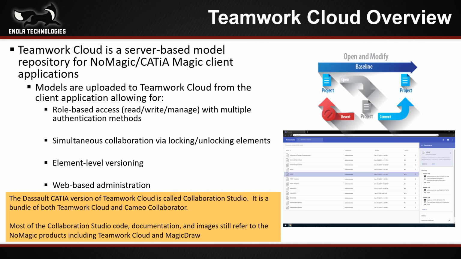Now, the Dassault CATIA version of Teamwork Cloud is called Collaboration Studio, and it's actually a bundle of both Teamwork Cloud and another product that allows for web-based access of models called Cameo Collaborator. Most of the Cameo Collaborator code, documentation, and images still refer to the No Magic products, and so you'll hear me just say Teamwork Cloud for the remaining part of this brief, but you can take any time I say Teamwork Cloud and replace it with Collaboration Studio since they are essentially the same product.